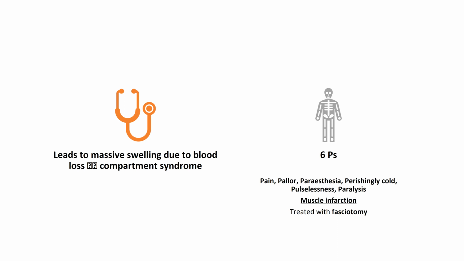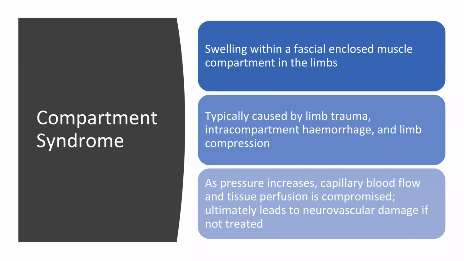Compartment syndrome is swelling within a fascial enclosed muscle compartment in the limbs. It's typically caused by limb trauma, intracompartment hemorrhage, and limb compression. And this is really important because as pressure increases, capillary blood flow and tissue perfusion is compromised. So that leads to a lot of neurovascular damage if it isn't treated.